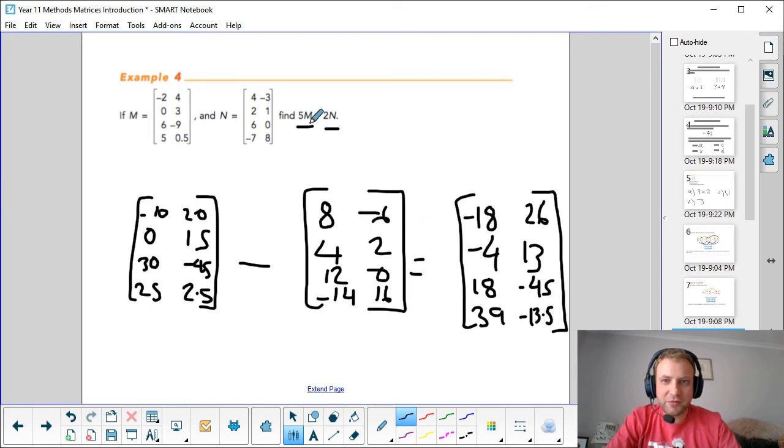All right, so we can now multiply by a constant or a scalar, and we can subtract as well, all in one go. Hooray for us.